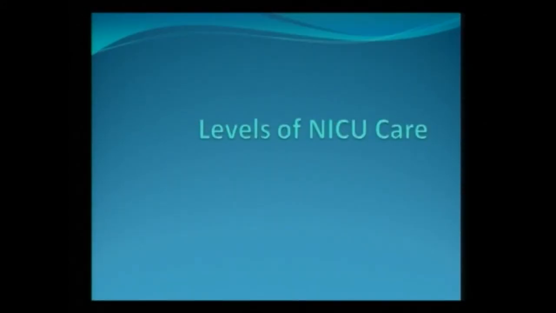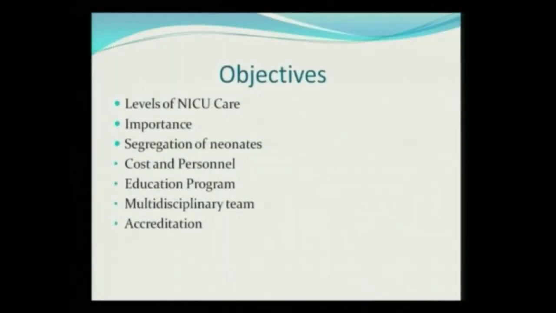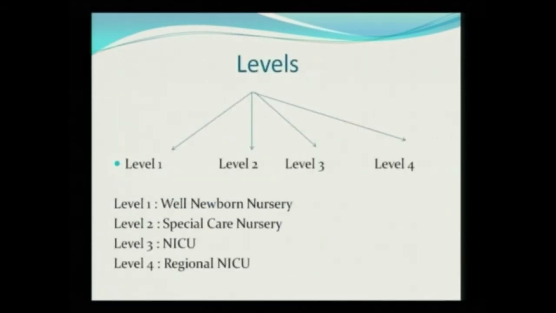So now talking about the levels of NICU care. As per the British guidelines, currently there are 4 levels of NICU care. Previously it was 1, 2, 3A and 3B. So, what are the objectives of an NICU level? We need to know that there has to be a segregation, because of cost and personnel issues, and there is an education program in the higher levels of NICU, the presence of a multidisciplinary team, and of course the accreditation guidelines. So this is level 1, 2, 3, and 4.